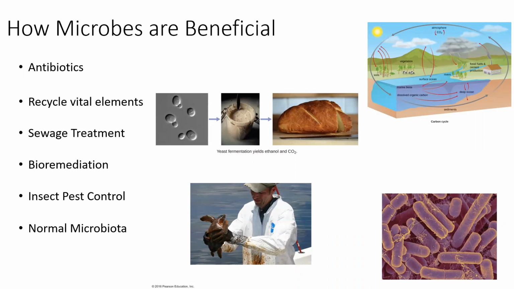Let's see. Last but not least, the normal microbiota. So remember, there are organisms of all different types, bacteria, viruses, yeast, etc., that just naturally live on or within our bodies, and they help us with things like digestion. They also help prevent disease by making different parts of our body inhospitable to foreign pathogens.